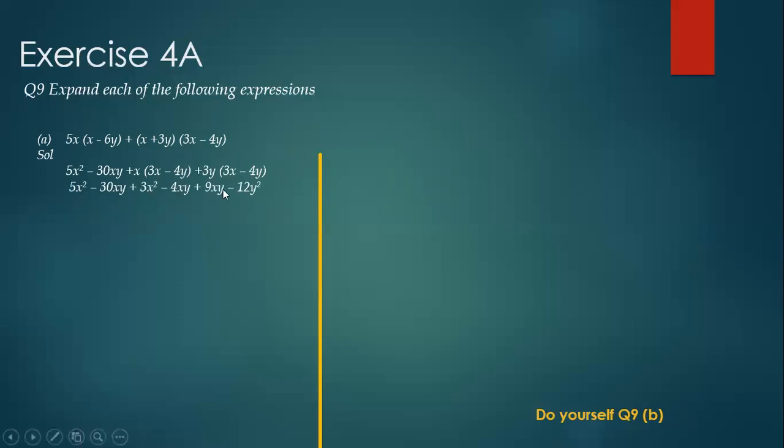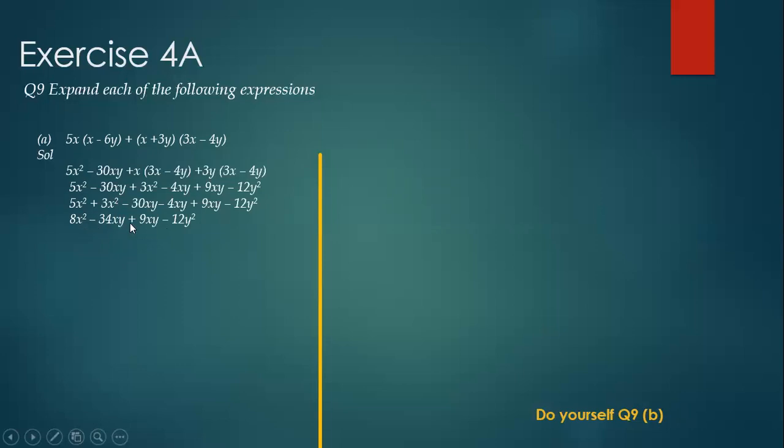Now please arrange this: x square with x square and xy with xy, and this y square only comes once. Now 5x square plus 3x square gives you 8x square, and this minus 12y square is single, so you're going to copy this down in the next step. You can add the two negative terms, which will give you minus 34xy, and then you can copy plus 9xy in the second step. Now you're going to solve the middle term.